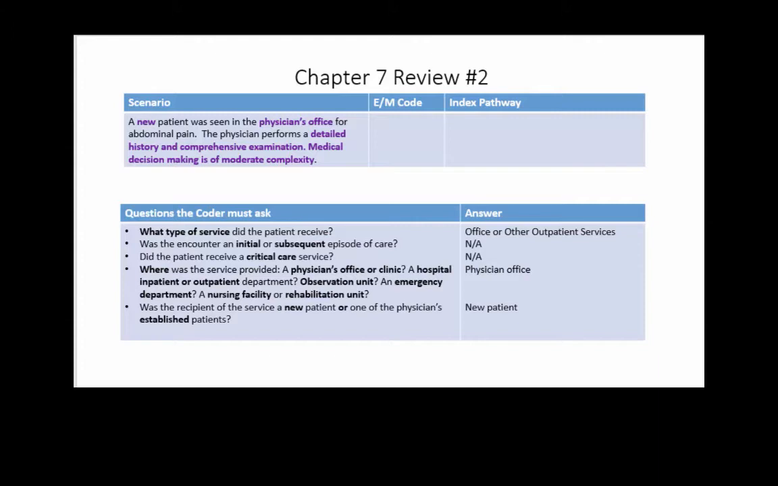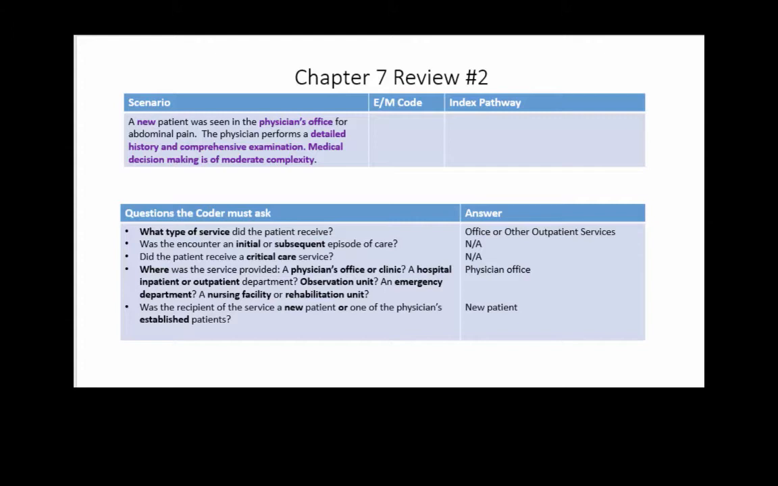Number 2, a new patient was seen in the physician's office for abdominal pain. The physician performs a detailed history and comprehensive exam. Medical decision-making is of moderate complexity. I've answered those questions that I advised you in the first part of this podcast, Part 1, that you would ask as a coder. It is an office or other outpatient service. The fact that it is initial or subsequent or critical care does not apply in this case. It takes place in the physician's office, and it is a new patient, which is what the documentation tells us.